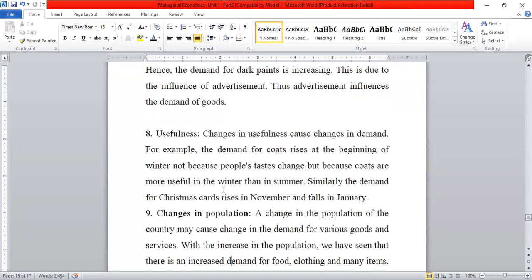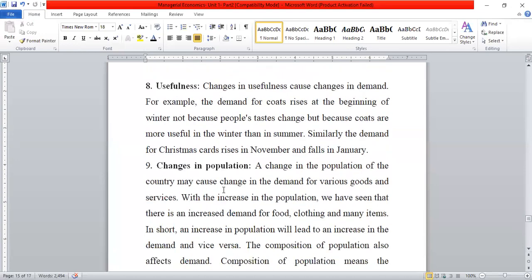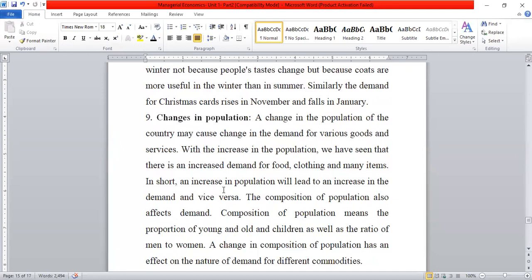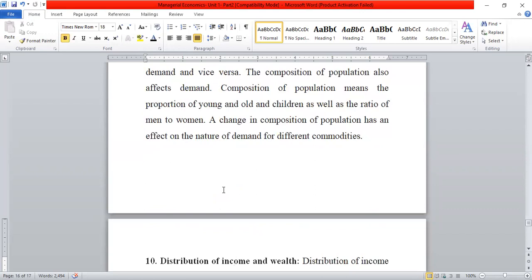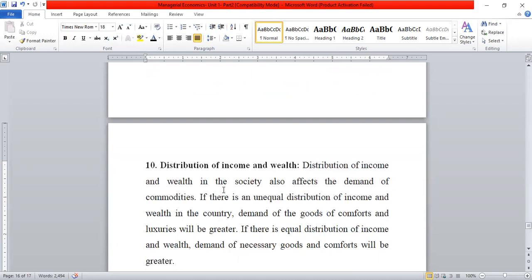And the change in population. A change in the population of the country may also cause changes in the demand for particular products and services. With an increase in the population, demand also increases. And the composition of population, that means the proportion of young women, young men, old aged groups, and children. These make up the composition of the population. A change in the composition of population has an effect on the nature of the demand for different commodities. And the distribution of income and wealth will also affect the demand for a commodity.